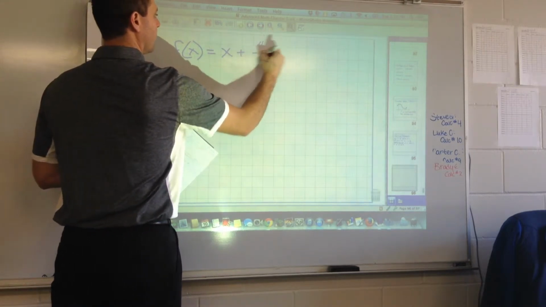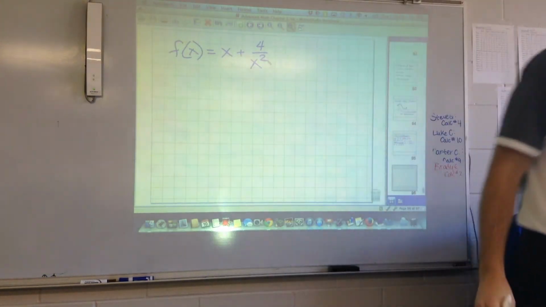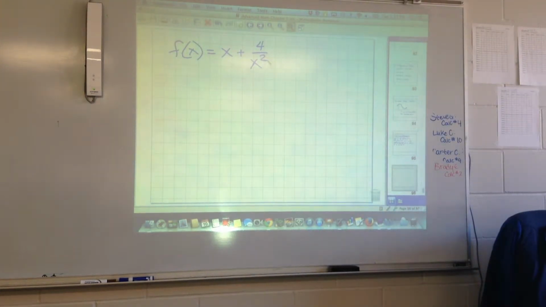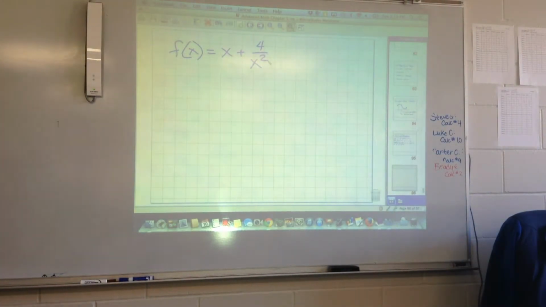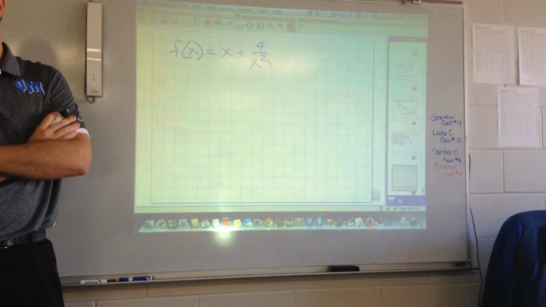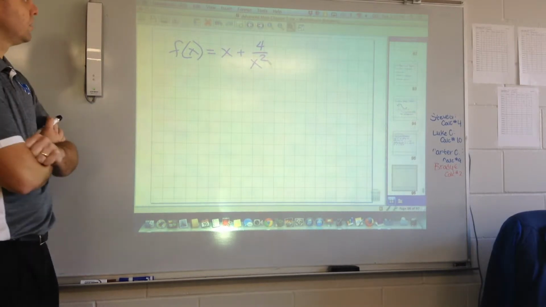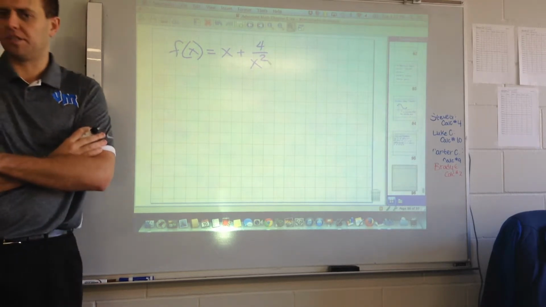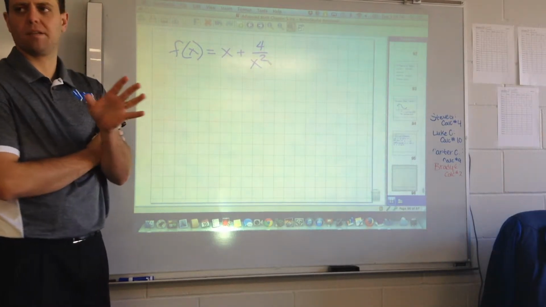x plus 4 over x squared, and let's find critical numbers. Find the derivative, set it equal to 0, and then solve for x in order to find your critical numbers. Or, if it was ever undefined, that could potentially also be a critical number if it's still in the domain.